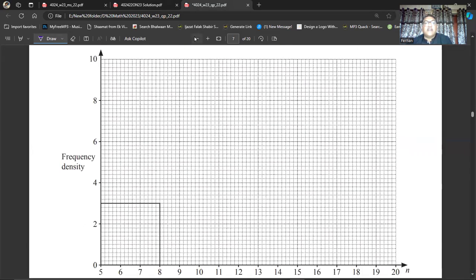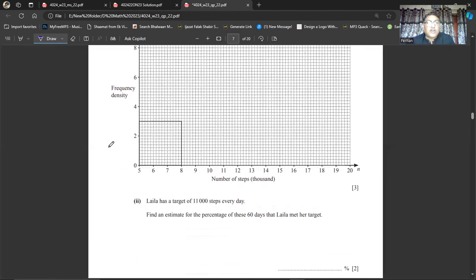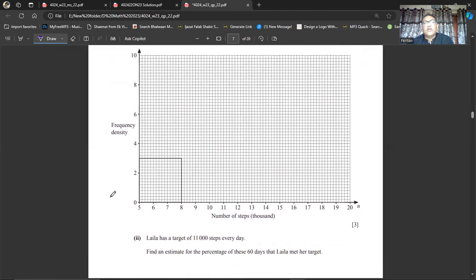The question is, what are they asking you? Complete the histogram to represent the data. Okay, so we have to complete this histogram, and you can see on the y-axis the frequency density is represented. On the x-axis the number of steps in thousands is represented. So for example, here 5 means 5,000, 11 means 11,000, 16 means 16,000 steps.